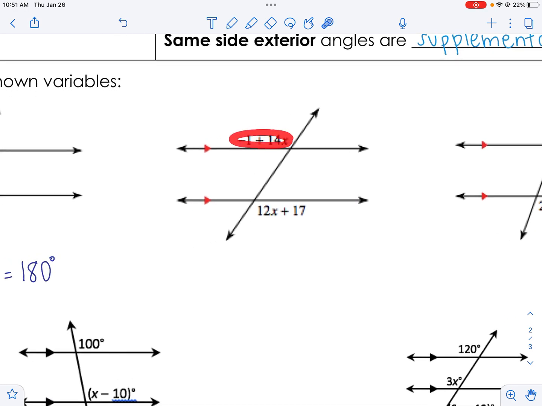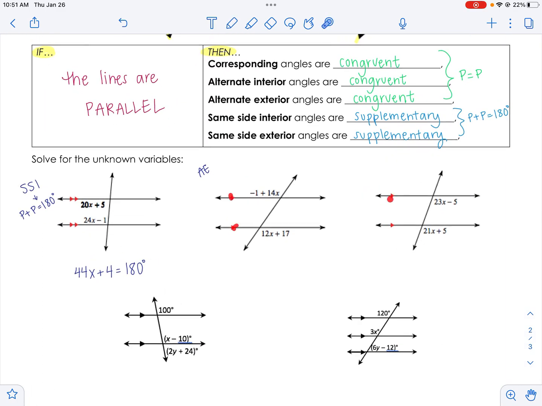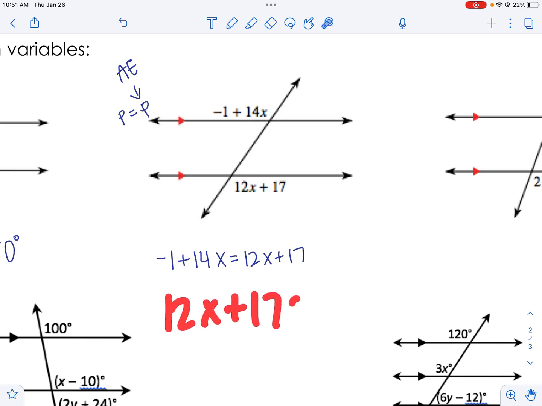So if I take a look at these angles, okay, hopefully you're catching that they're on the exterior, so they're on the outside, and they're on alternate sides, so this would be alternate exterior. And if the lines are parallel, which they are, I mean, look at all of these little triangles, they're on all of our lines for today. Alternate exterior angles are congruent, which means part equals part. So you could say -1 plus 14x equals 12x plus 17. Or you could say 12x plus 17 equals -1 plus 14x. Remember symmetric property? And then you would solve for x from there.